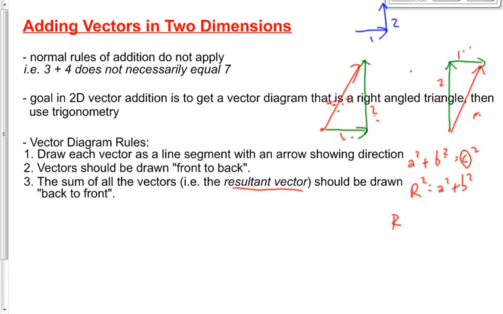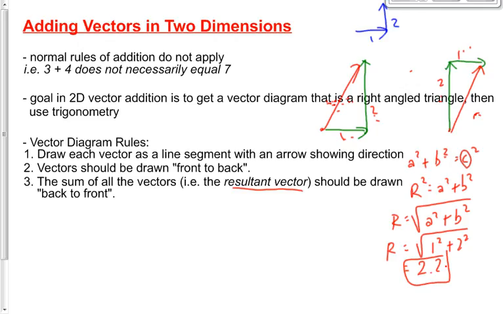Or R is equal to the square root of A squared plus B squared. In other words, in this case, R will be equal to the square root of 1 squared plus 2 squared. That's the square root of 5. And the square root of 5 is somewhere in the range of 2.2. Done, right? Well, not quite.